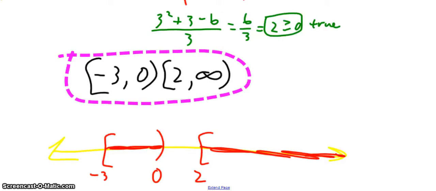Alright, so our solution here is negative 3 to 0, including the negative 3, so that's a bracket. Very sloppy, but it's a bracket. And a parenthesis on the 0, so not including 0. And then 2 to infinity, again, that's a bracket on the 2. And then infinity, which is always a parenthesis. Here's our graph.